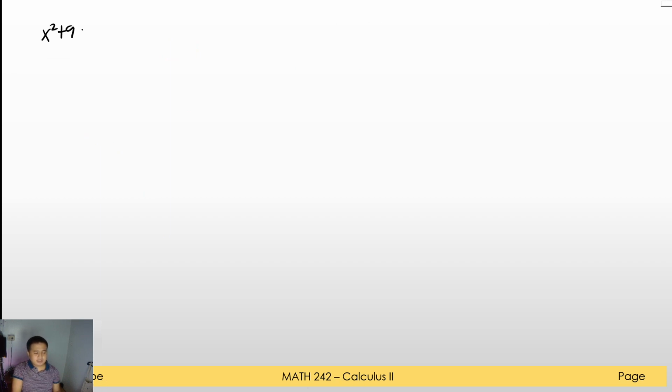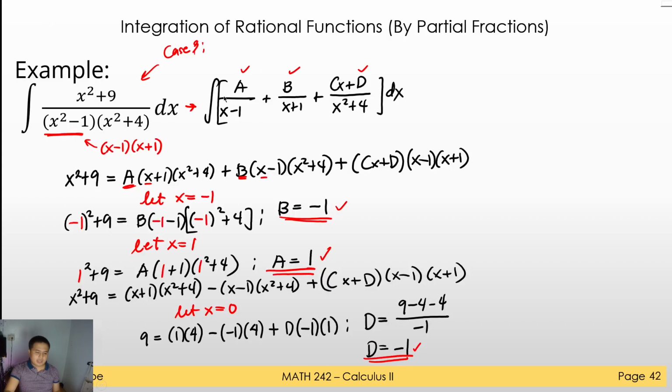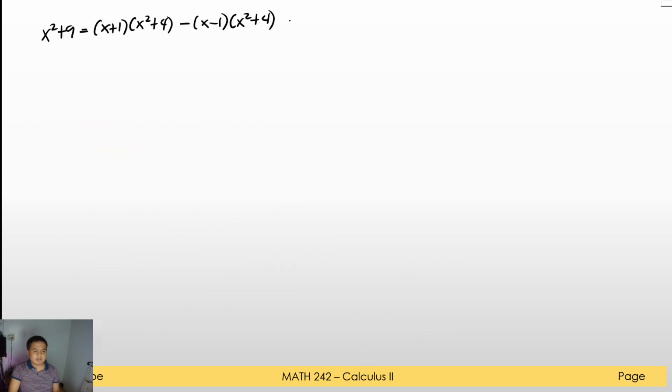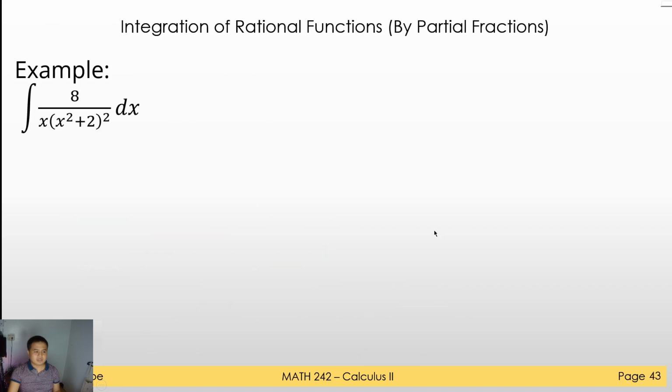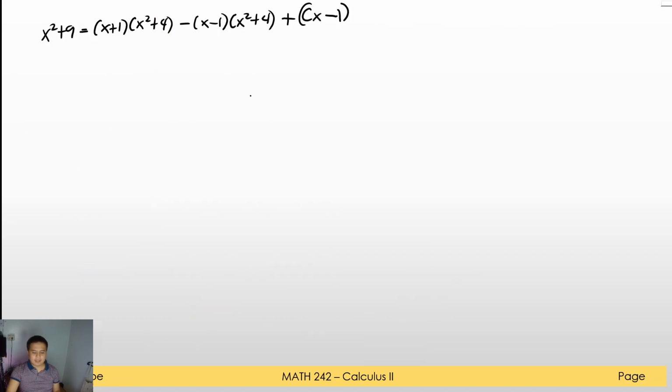So x squared plus 9 is equal to, you have x plus 1, x squared plus 4, minus x minus 1, x squared plus 4. And then you have cx plus d. So d here is negative 1, so we have minus 1. And then, what's next? Sorry. Okay. X minus 1 and x plus 1.